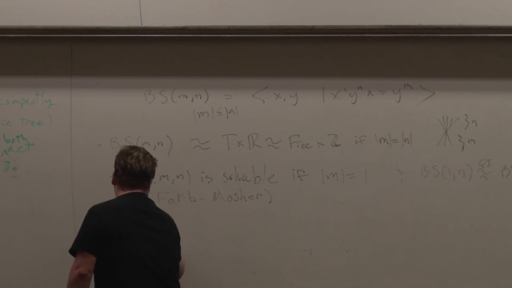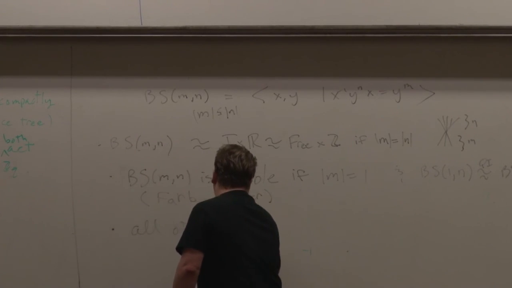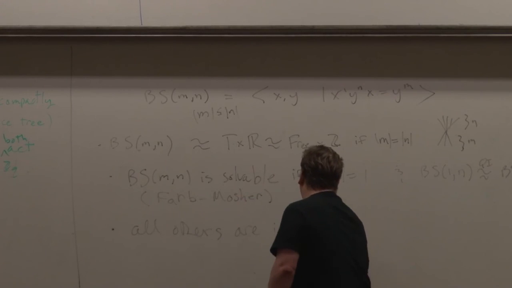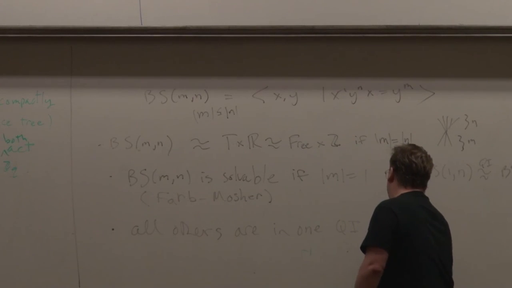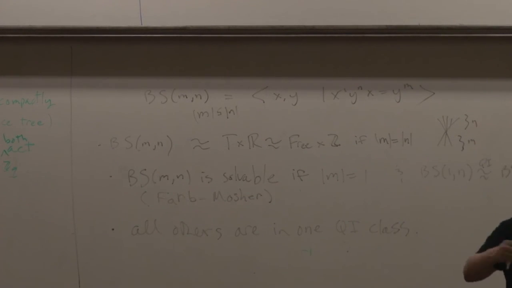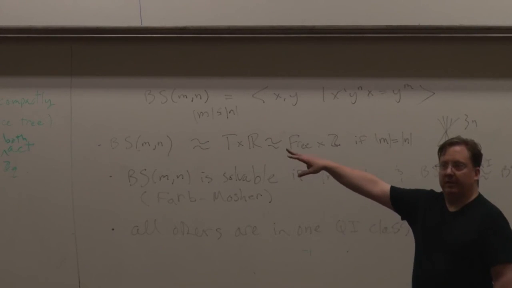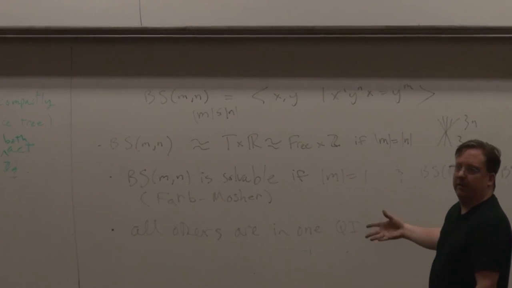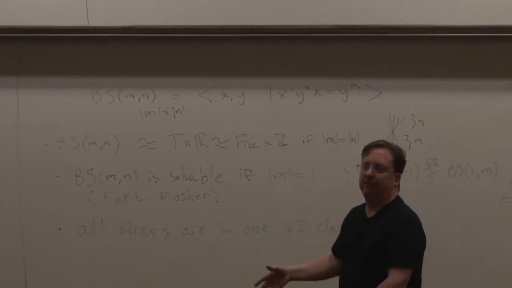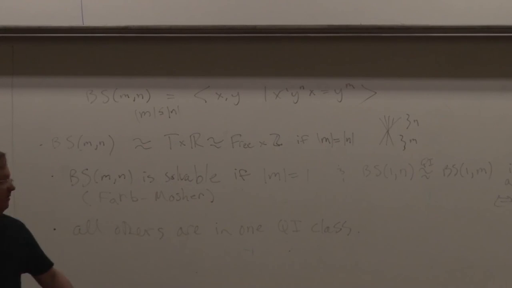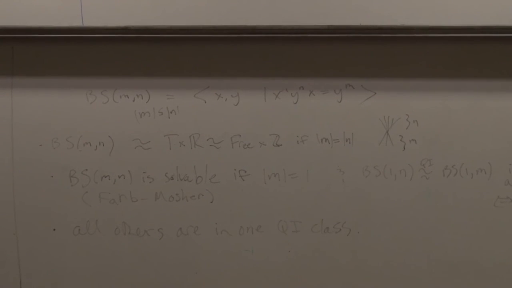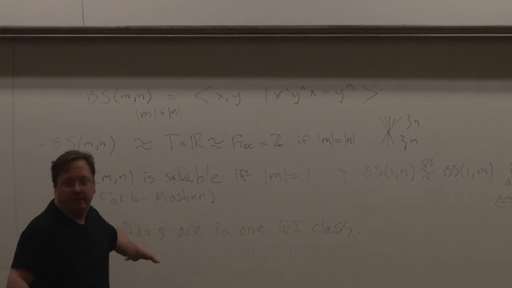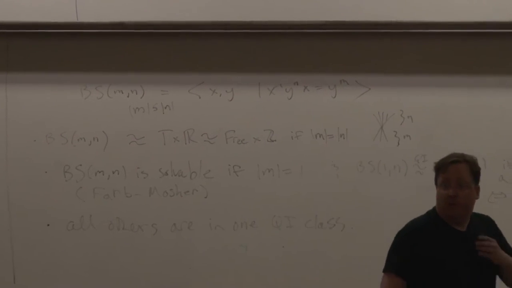And then all the others are in one QI class. Once you have branching in both the upward and downward directions, it doesn't matter at all how much there is. And these are even more robust examples than these virtually free groups. Not only are they QI, but they don't virtually act on anything in common. For the free groups you can fix your problem by passing to a finite index subgroup. Here, these things are wildly not the same algebraically, and there's nothing you can do about it.